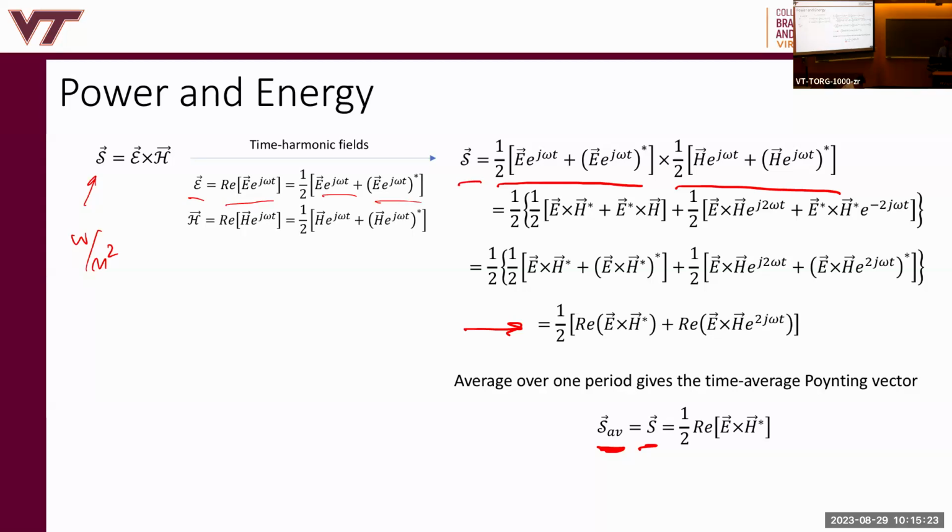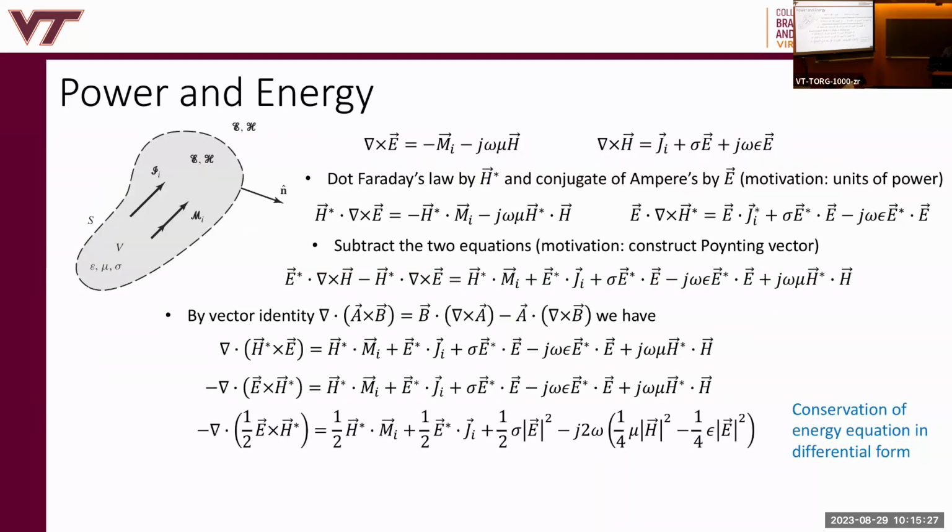Okay, good. So 1/2 real part E cross H conjugate. Probably seen it before. That's where it comes from. So now let's derive a conservation theorem for power and energy in a medium.